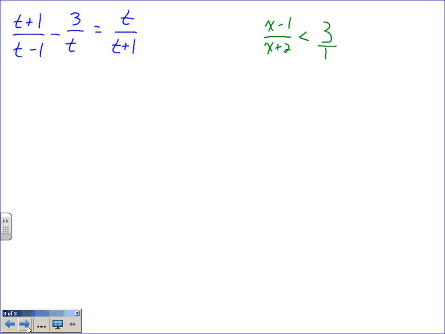All right. You want to see another problem? You want to see another example? All right. I have one up here in blue.